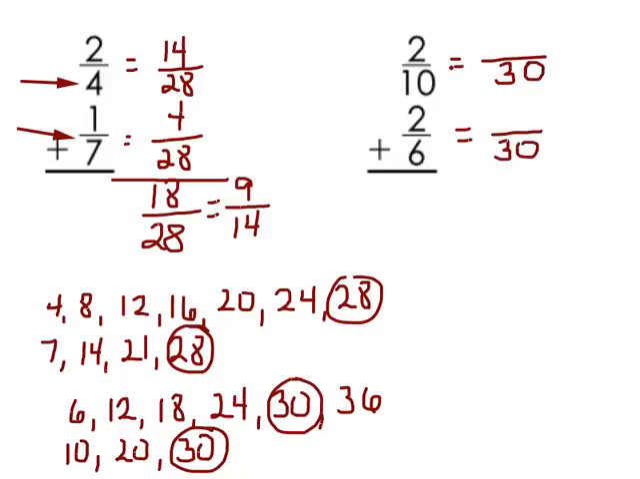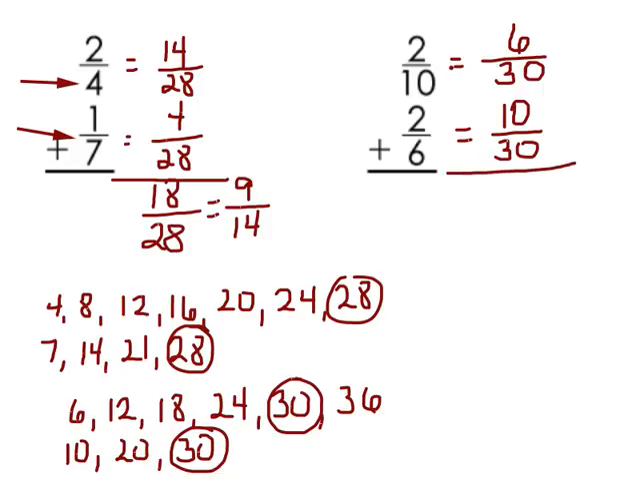So now I'm going to ask myself, 10 times what is 30? Well, that's a 3. So 2 times 3 is 6. So 2 tenths is the same thing as 6 thirtieths. And now I go to the next fraction. 6 times what is 30? Well, that would be 5. So 2 times 5 is 10.